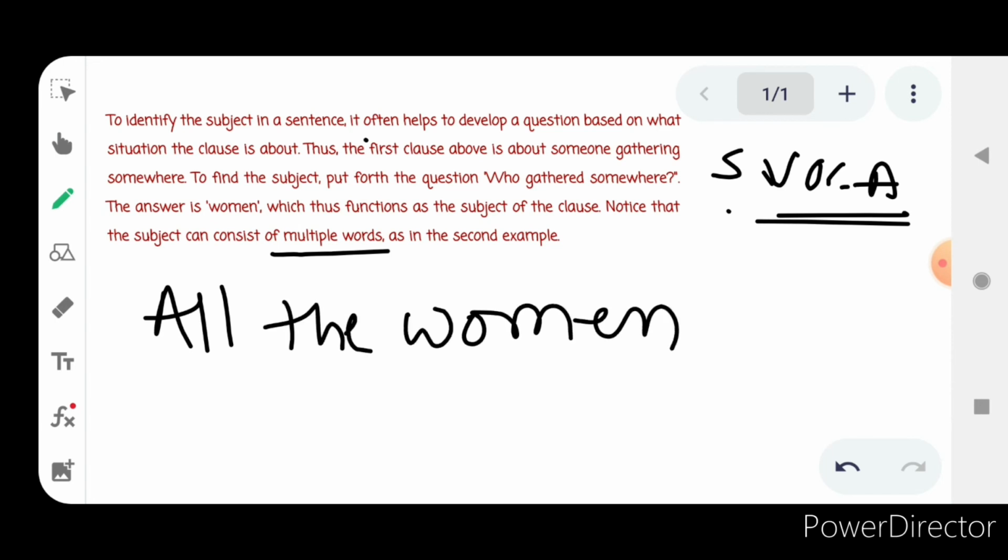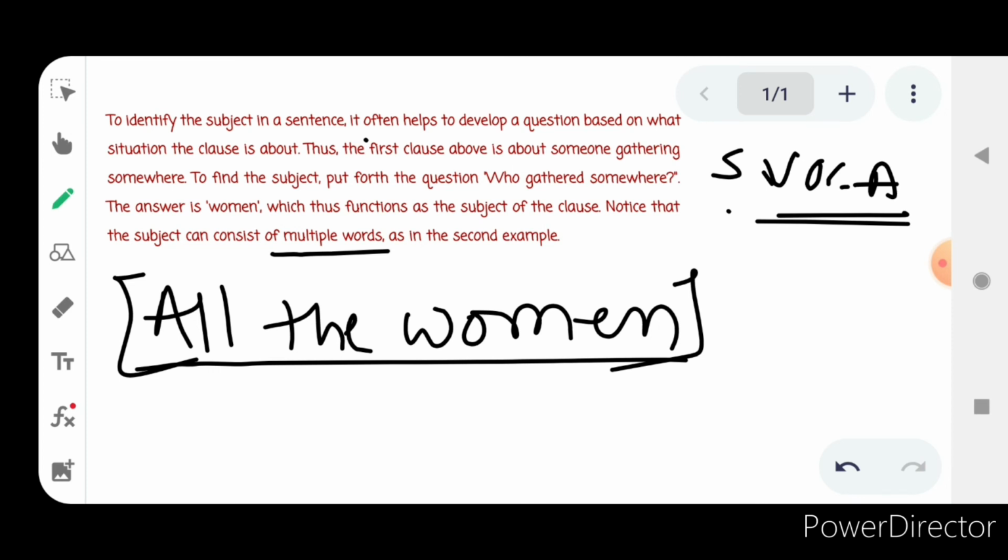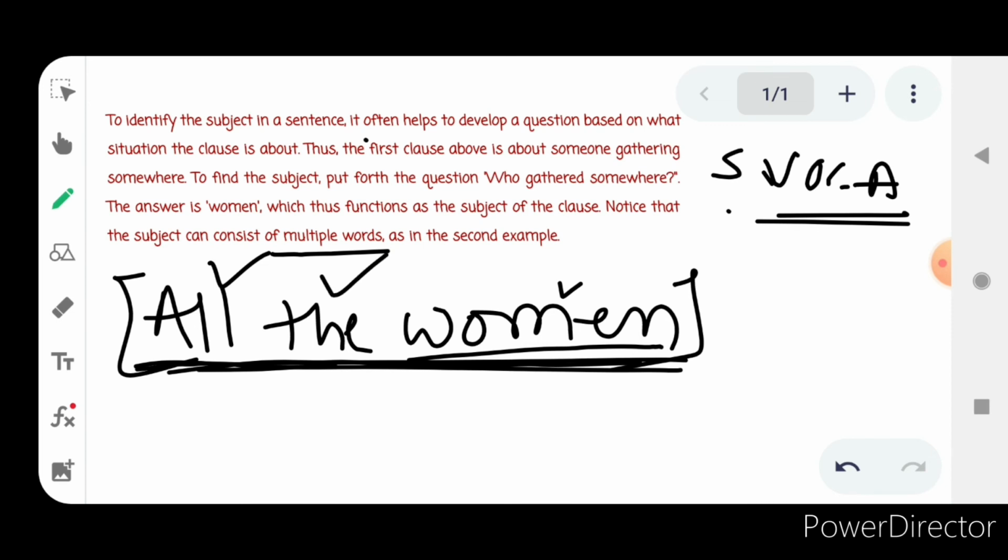This is a phrase now. This is not a single word. This is a phrase. It has three words. If there is one word, this will be called a noun because it has a noun property. And all the women, this is a phrase. Phrase means a combination of words. Now here there are three words, and these two, all and the, are attached to women. That's why this is called a noun phrase.